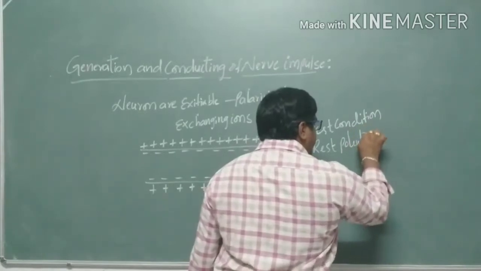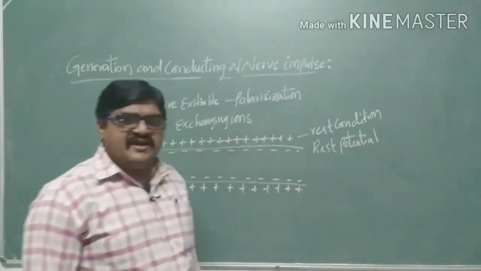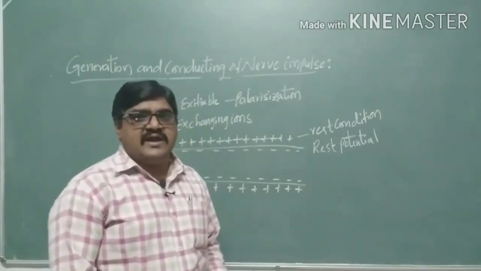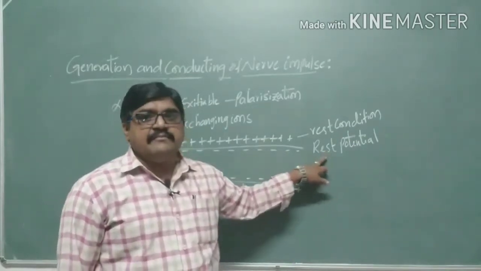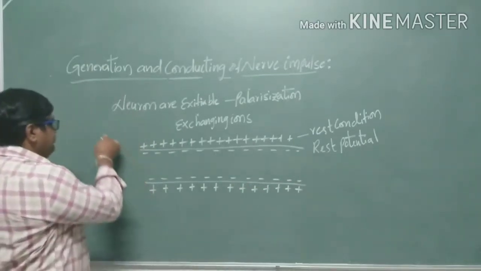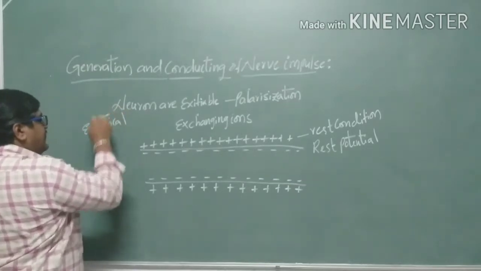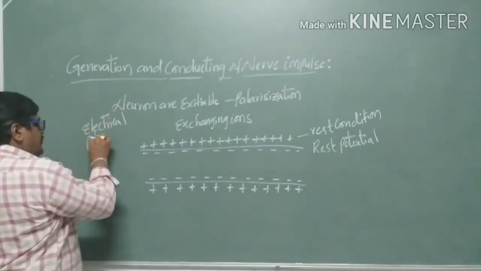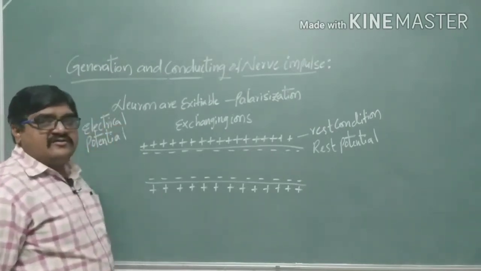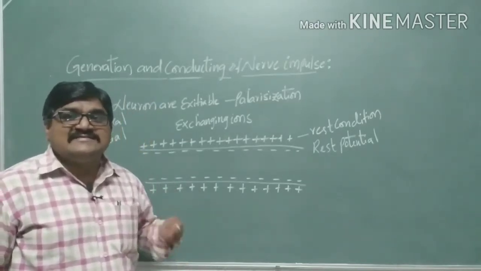The resting potential is the electrical charge present across the plasma membrane at rest. So what is an electrical potential? When the neurons are excited, the exchange of ions takes place.